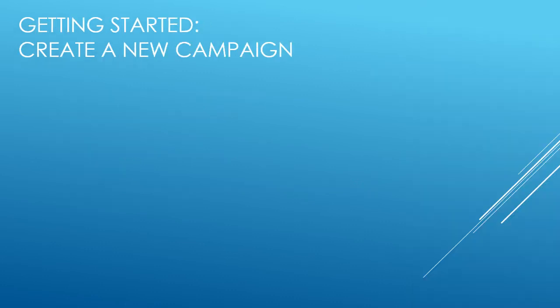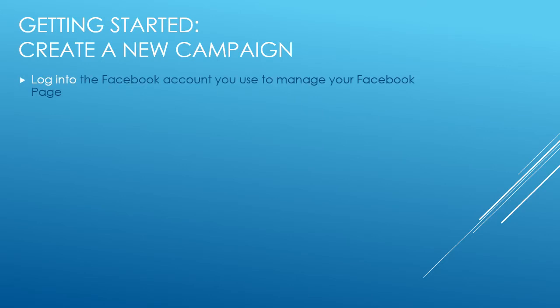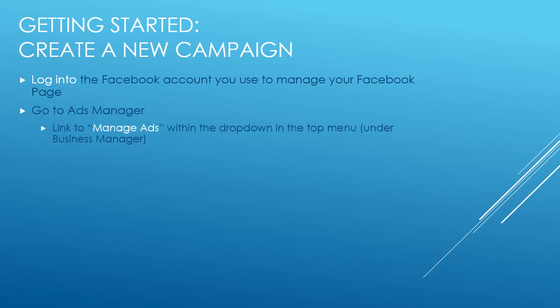Okay, to get started creating a new campaign, you'll want to be logged into the Facebook account that you use to manage your Facebook page. And when you get there, go to the Ads Manager. And if you're having trouble finding that, just go in the top menu, way over on the right in the drop-down, pull that down and look for Business Manager. And under Business Manager, you'll see a link to Manage Ads. And that'll take you to the Ads Manager.